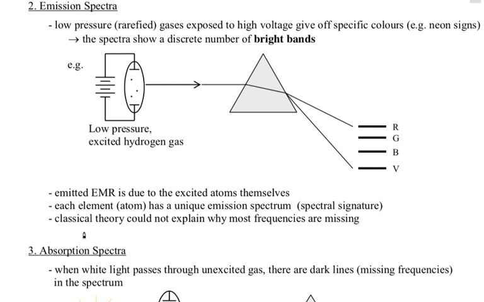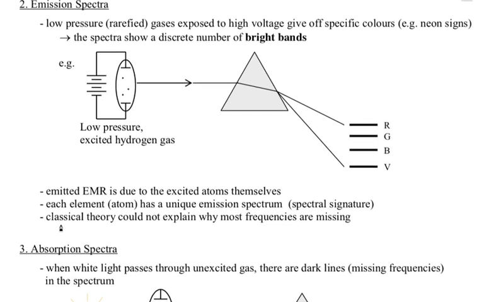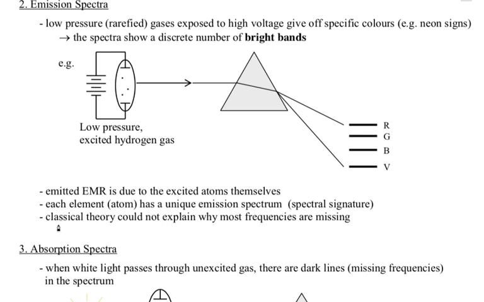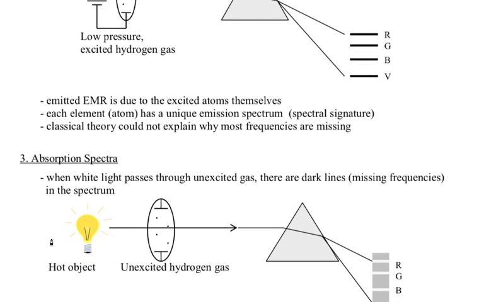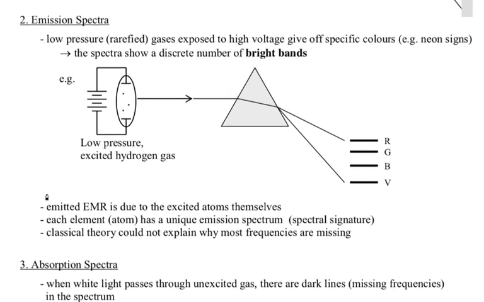So classical theory here, not just wave theory anymore, we're also thinking about the different atomic models. So we needed to move into this Bohr model to get a better understanding of why different elements, different atoms would have different emission spectrums. All right, and these two, emission spectrum and absorption spectrum, are very closely linked.